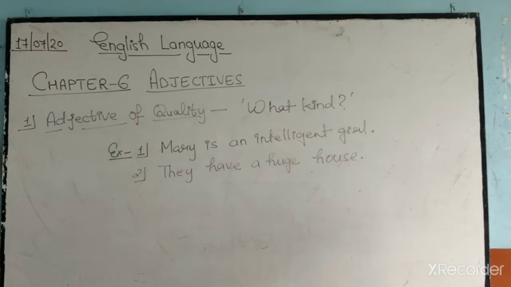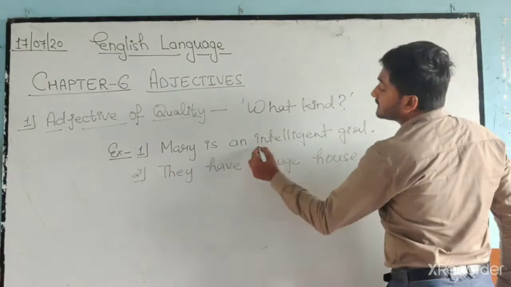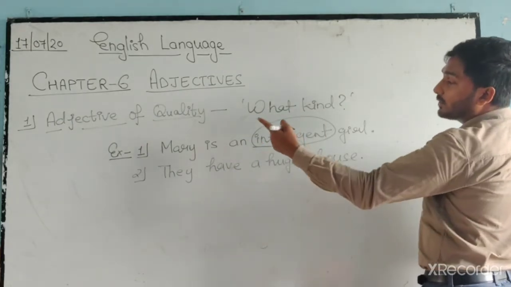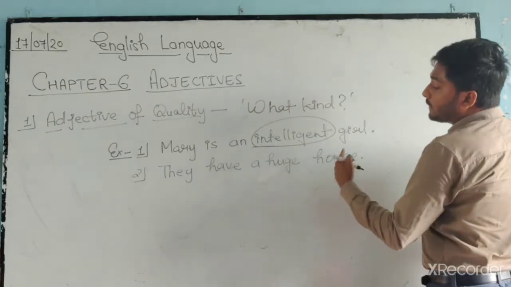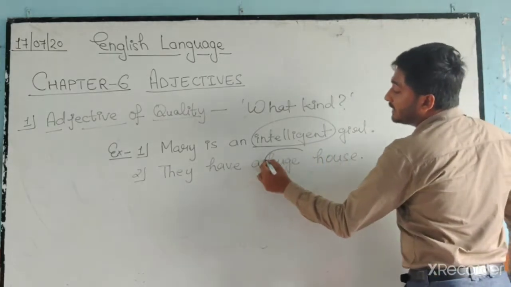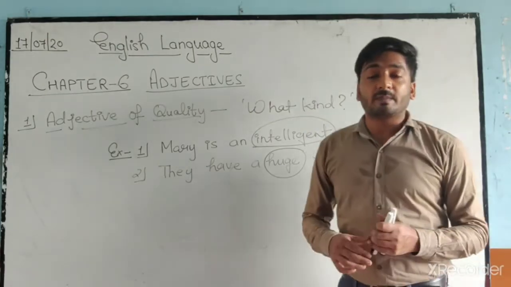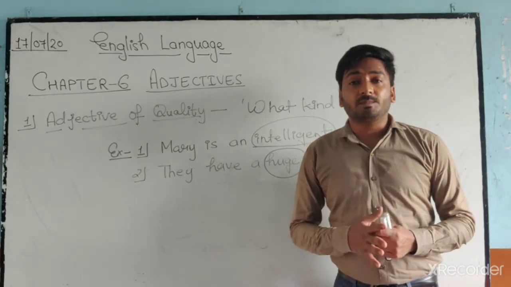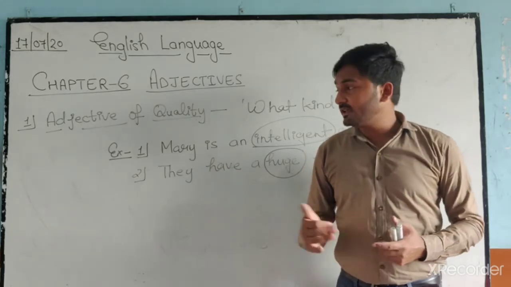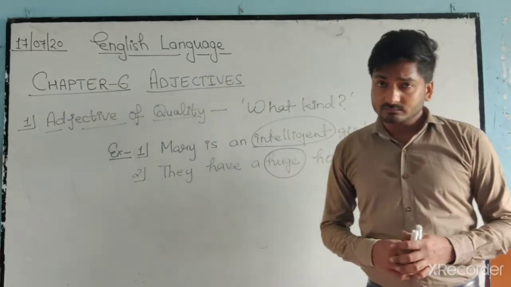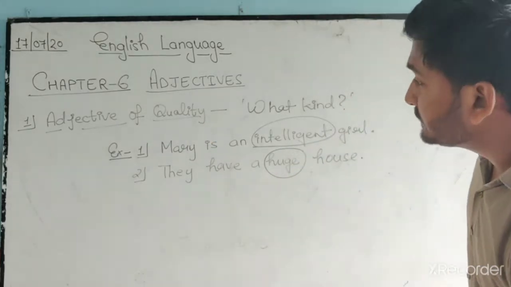What kind of girl is Mary? An intelligent girl. That means this intelligent is an adjective of quality. What kind of house do they have? They have a huge house. That means huge is an adjective of quality. When we are talking about size, color, shape, all these things, then we are talking about adjectives of quality. Now comes the second one.